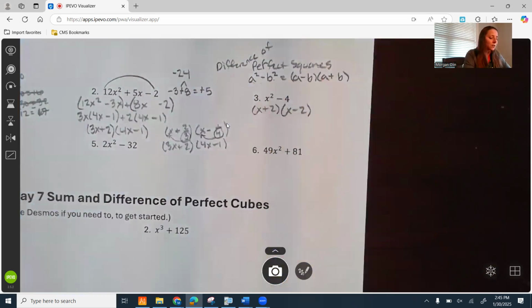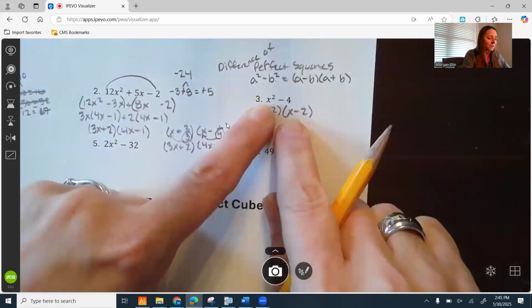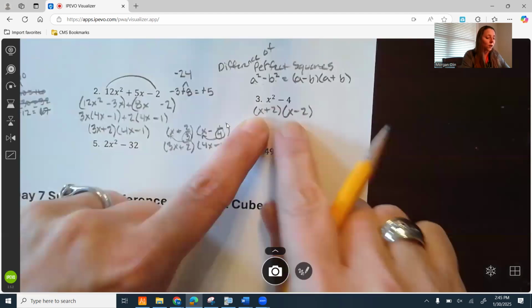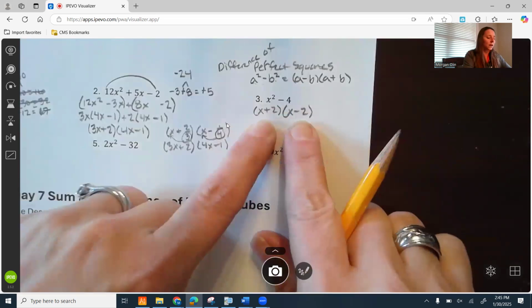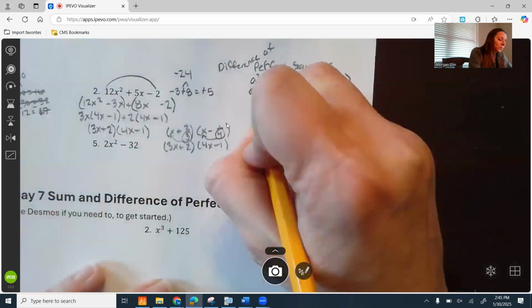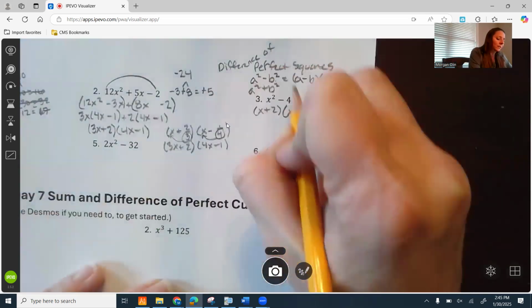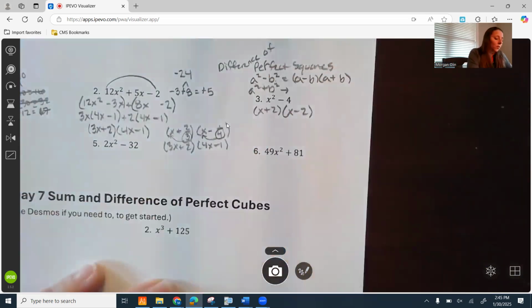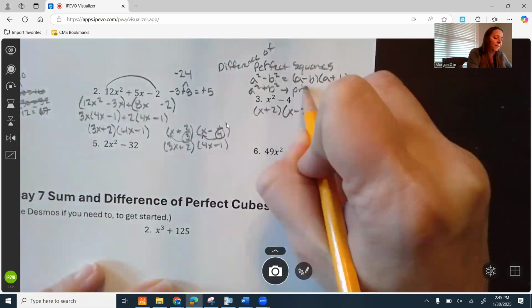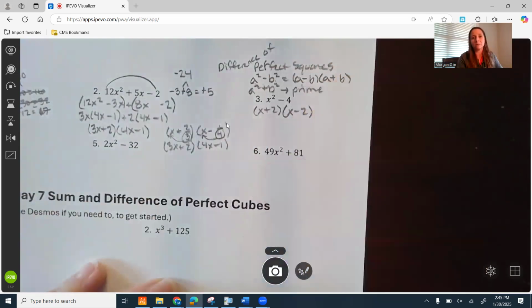So here, think about it. The square root of x squared is x. So x and x. Square root of 4 is 2. 2 and 2. One's a plus, one's a minus. Now, you may be asking what happens when it's a plus. Well, guess what? If you see 2 perfect squares, but there's a plus in the middle, it's prime. We cannot factor it. That's what prime means.